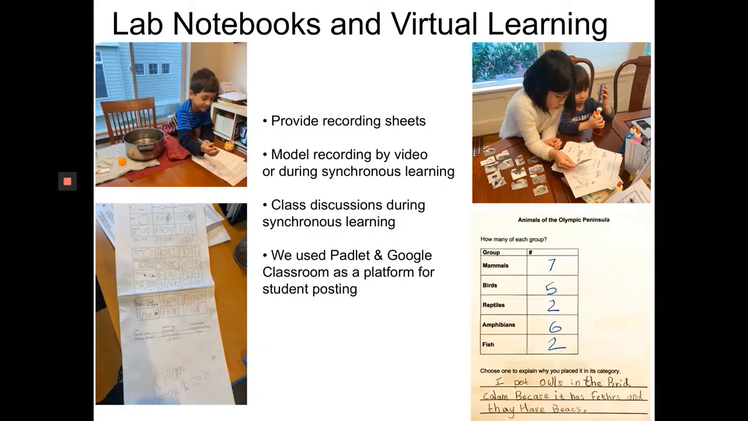Lab notebooks can be adapted for remote learning. Here are a couple of photos of students documenting and experimenting at home this spring. I provided recording sheets and modeled recording either during synchronous learning or by video. Students posted their work on Padlet or Google Classroom, which allowed them to comment on each other's work and get feedback from me.